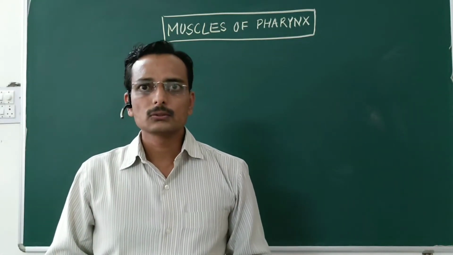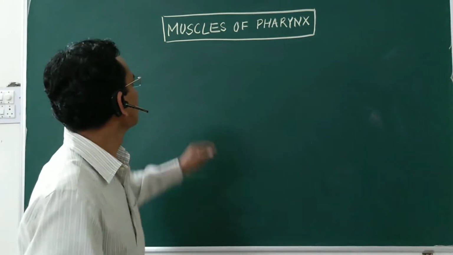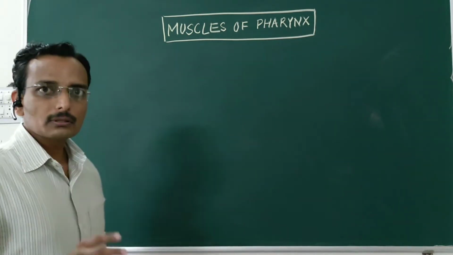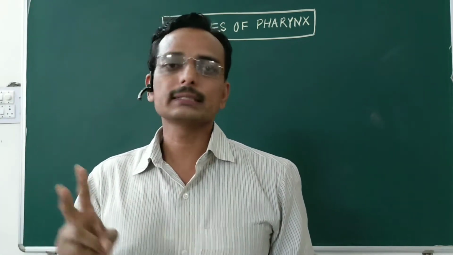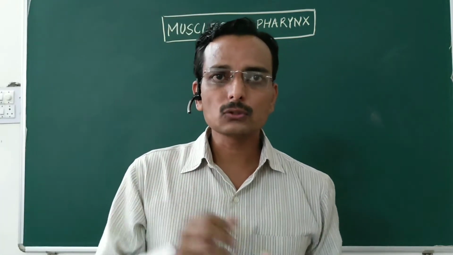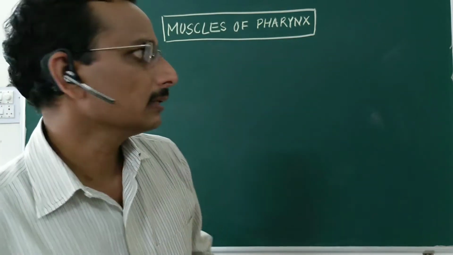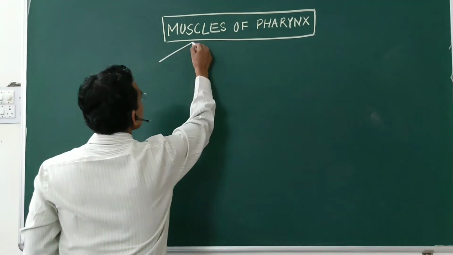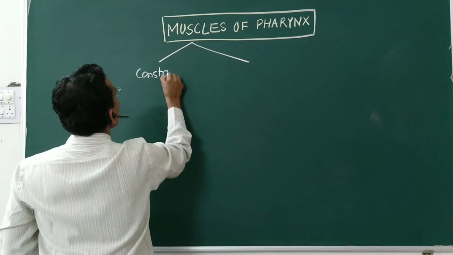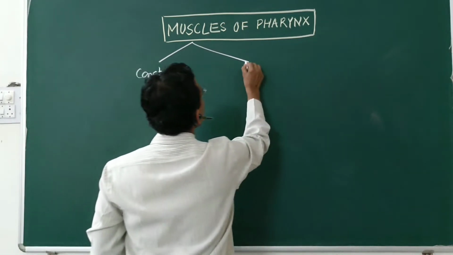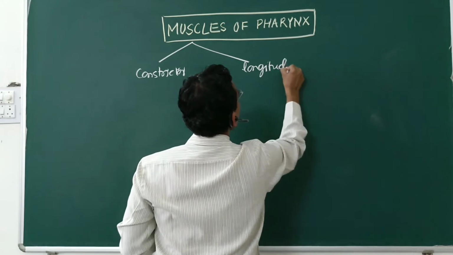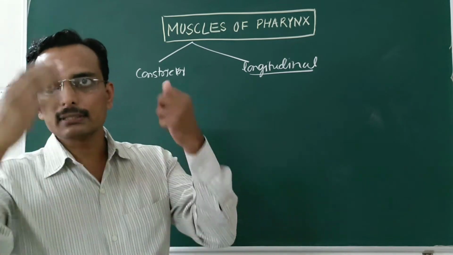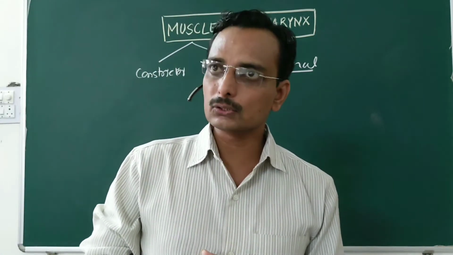Hello students. Today we are going to discuss the muscles of the pharynx. There are two sets of muscles in the pharynx. Which are those? One is the constrictor muscle and the other is the longitudinal muscle. Longitudinal muscles are also called elevator muscles because they are placed longitudinally.